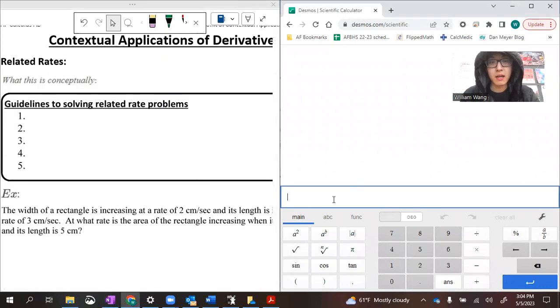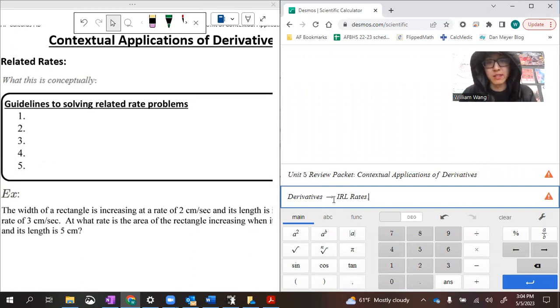This is my Unit 5 review packet now. After this one, we just have two more left. This is largely on, the title is Contextual Applications of Derivatives. Really, we're dealing with how derivatives go into real life rates, for example, specific ones like velocity and acceleration and stuff like that. So that's what this packet is about.